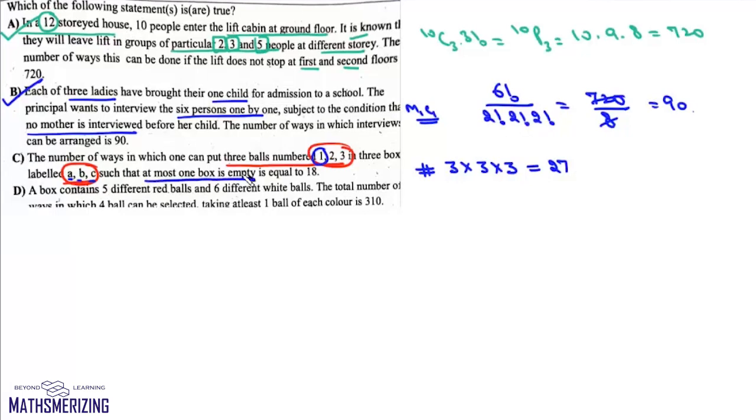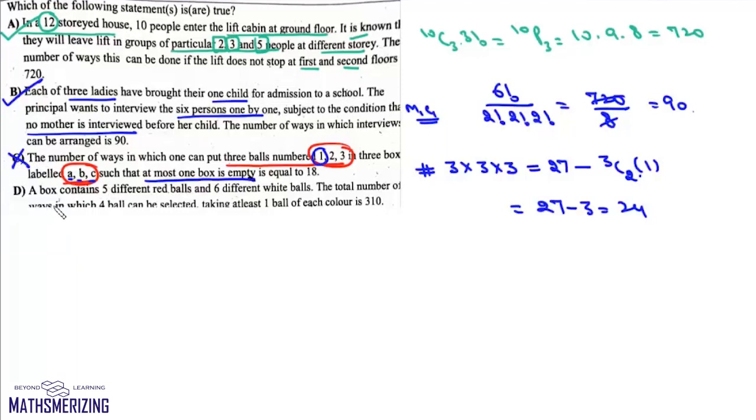So we have to subtract all those cases in which either any 2 boxes are empty or all the 3 boxes are empty. Now all the 3 boxes cannot be empty. So we have to subtract all those cases where 2 boxes are empty. Now we can select these 2 boxes in 3C2 ways. Since we are left with 3 balls and 1 box, these 3 balls can be distributed into 1 box in simply one way. So it will be simply 27 minus 3, and it is 24. So that means this C is incorrect.